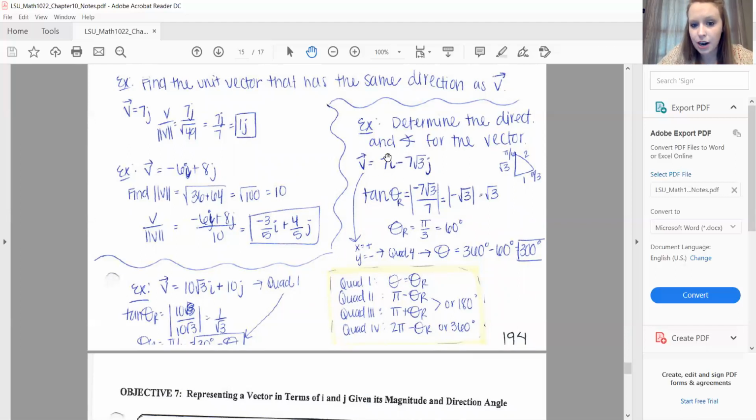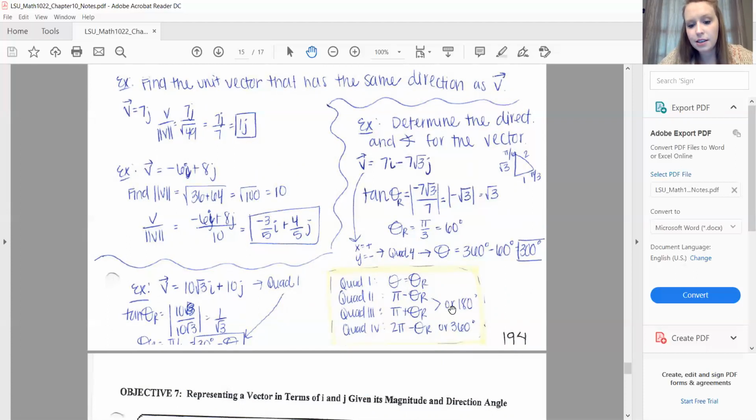Well, X is your A here with your I, and Y is your J. So right here, my X is positive and my Y is negative. That tells me it's in quadrant 4. So with quadrant 4, I have to go down 60 degrees. So 360 minus 60 is 300. So my direction angle for the vector is 300.